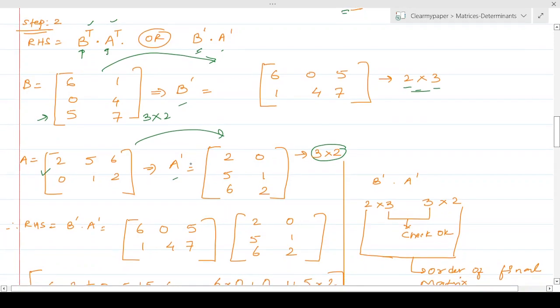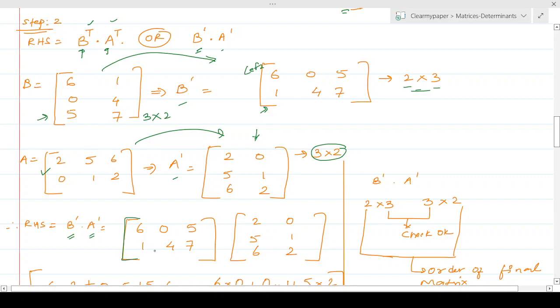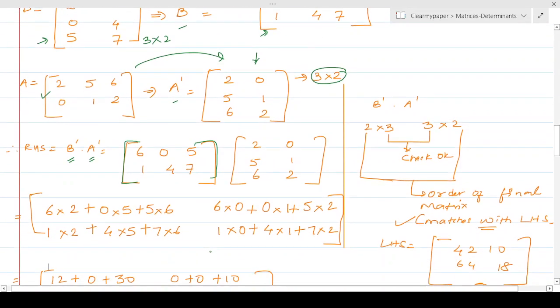And the final step is I need to compute B transpose multiplied by A transpose. That means I need to multiply this matrix and this matrix. This matrix will be on the left side, right? Okay, so I've taken this matrix on the left. On the right we have this, and again I'm going to do a simple multiplication.